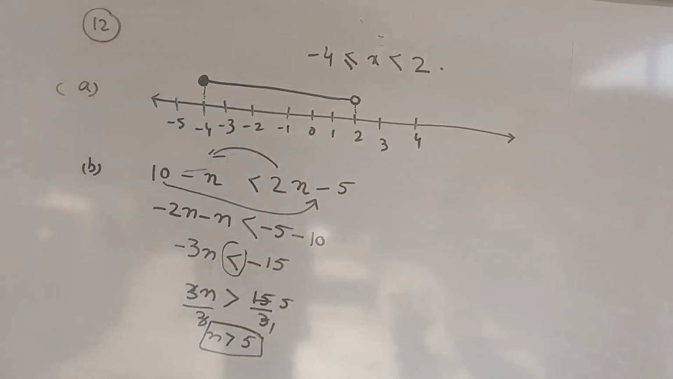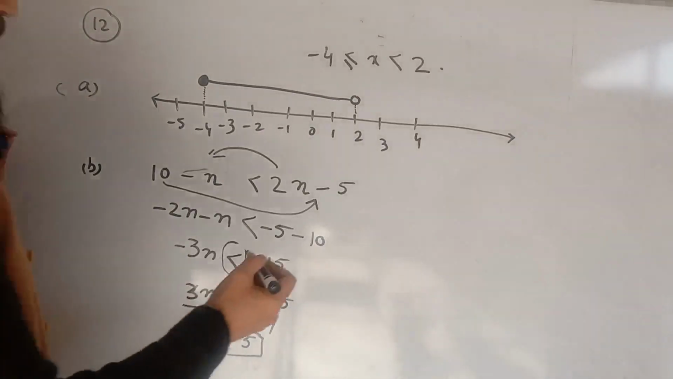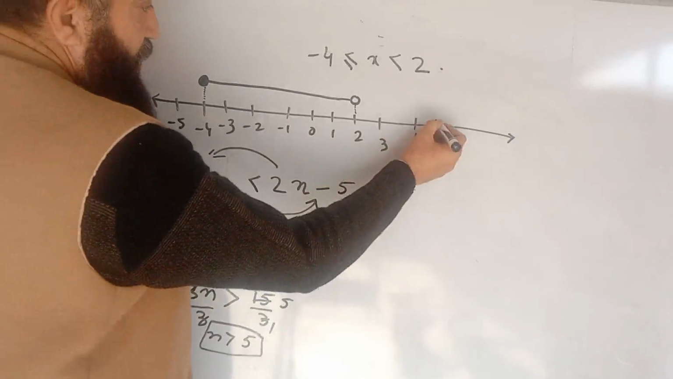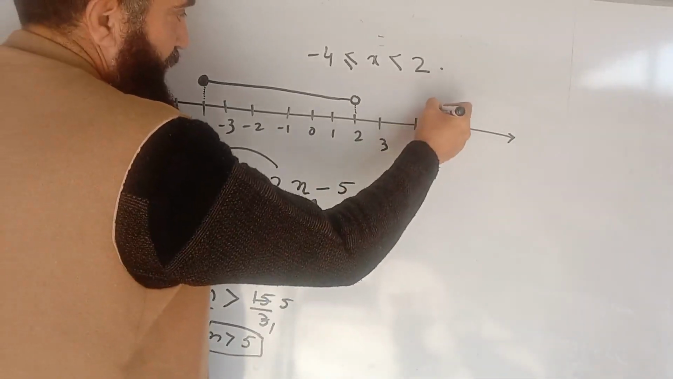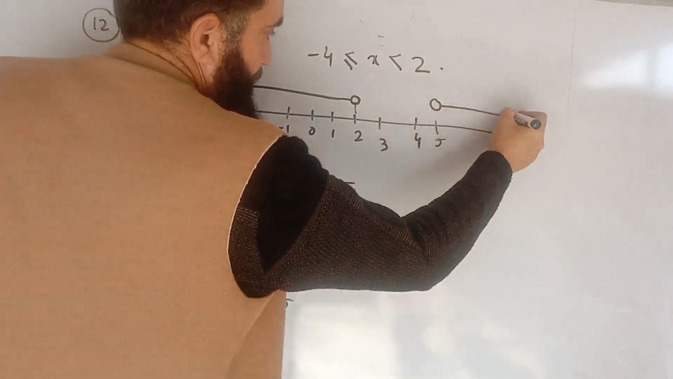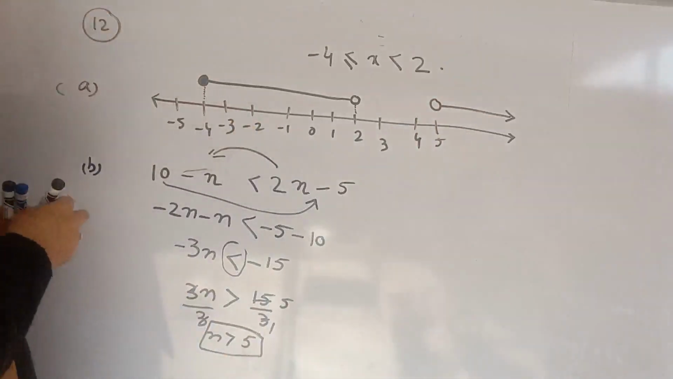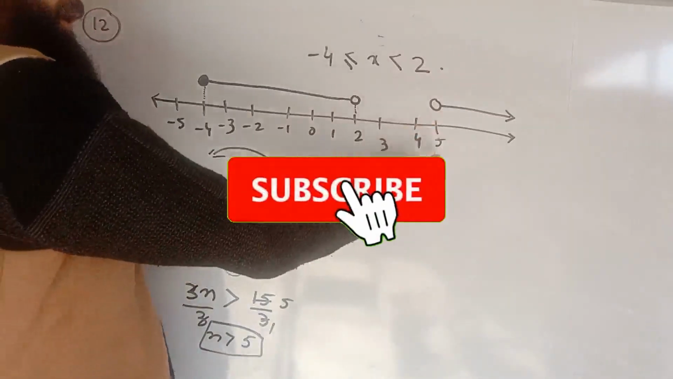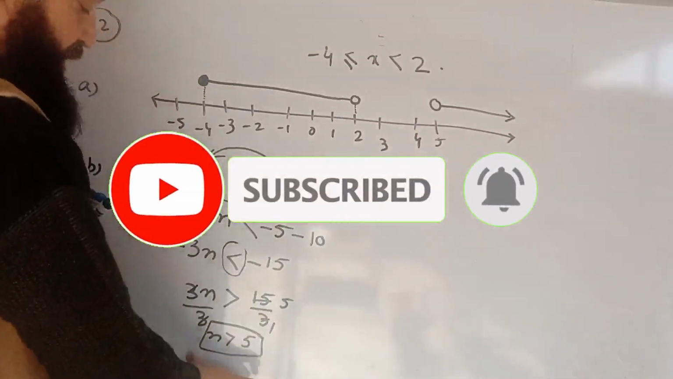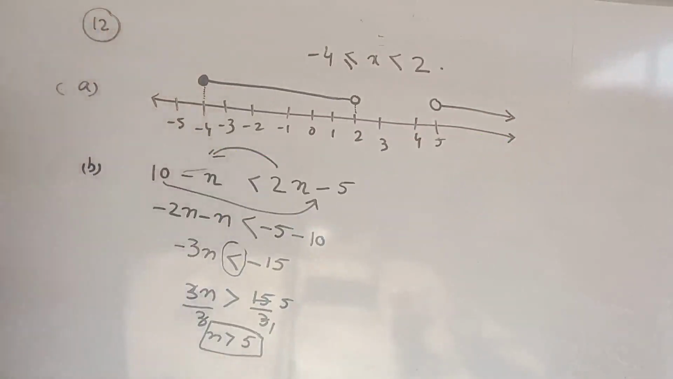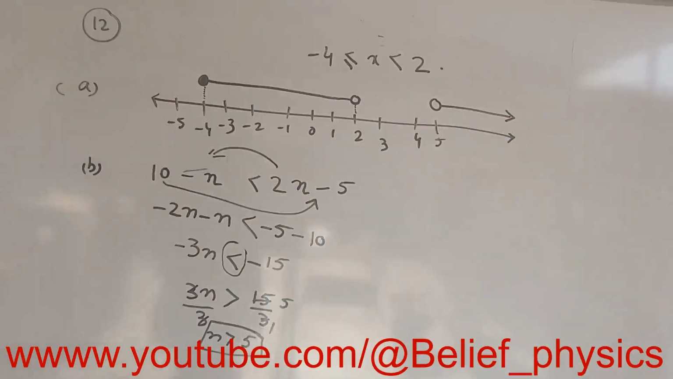If we have to represent it on a number line, then it will be like that. We put 5 here, and n is greater than 5. We put a circle over here, and then this arrowhead will show that it is going on. It is not stopping anywhere. Any number greater than 5 up to infinity will be part of this solution. Okay, good. So that's it.